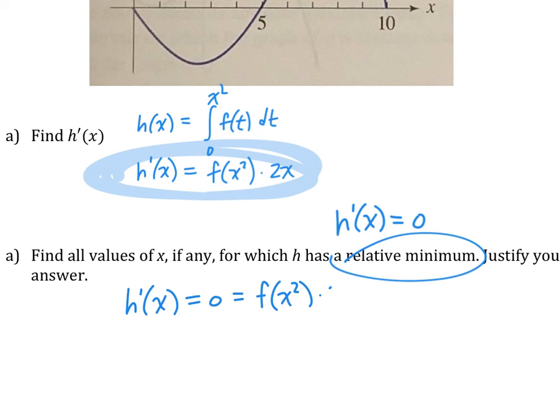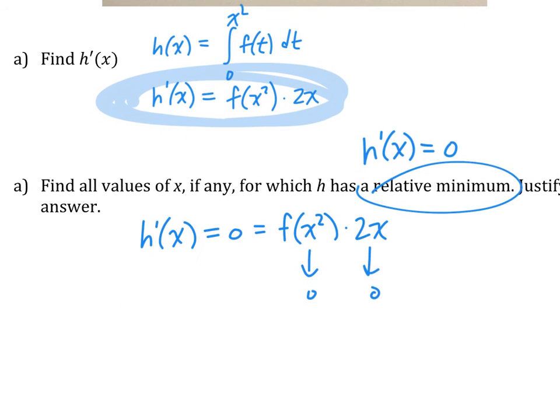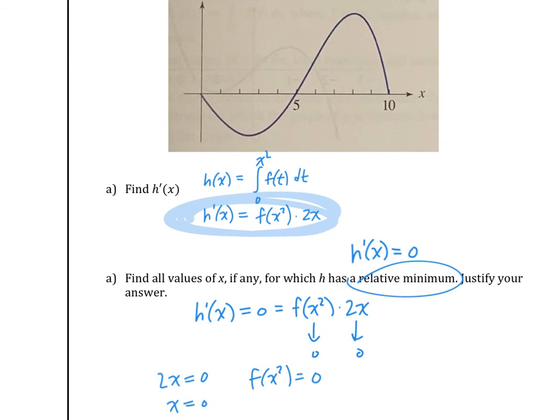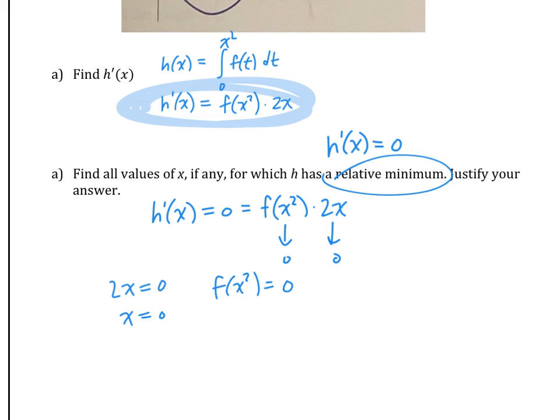You have two factors. It's either this is 0 or this is 0. So that means 2x is equal to 0, which means x is 0. Or f of x squared is equal to 0. That requires you to look at the graph. So if you look at the graph, the question is, where is the graph 0? Well, the graph is 0 at 0, 5, and 10. So those are the 3 points. So x squared is equal to 0, 5, or 10, which tells you that x must equal 0, square root 5, or square root 10.